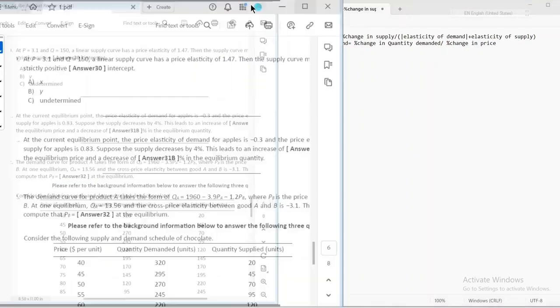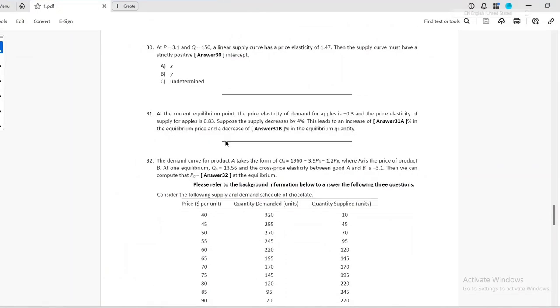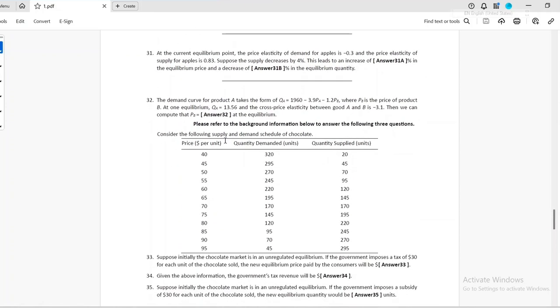So this is how you can obtain the answer for this question. Okay, so I'm not going to solve it. I hope you can do it. Let's move on to the next question.